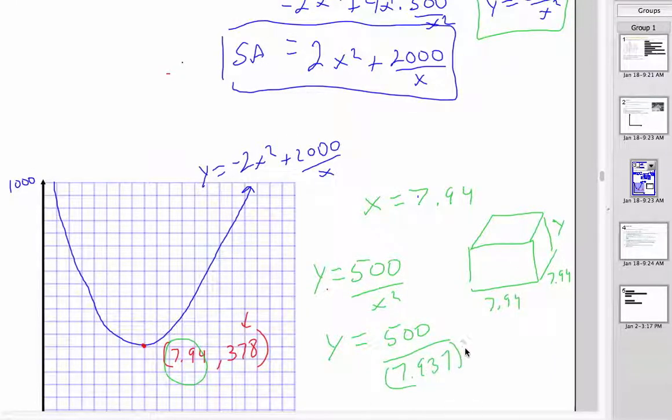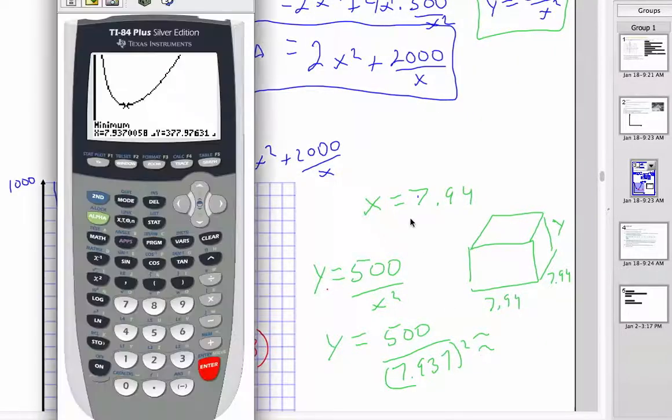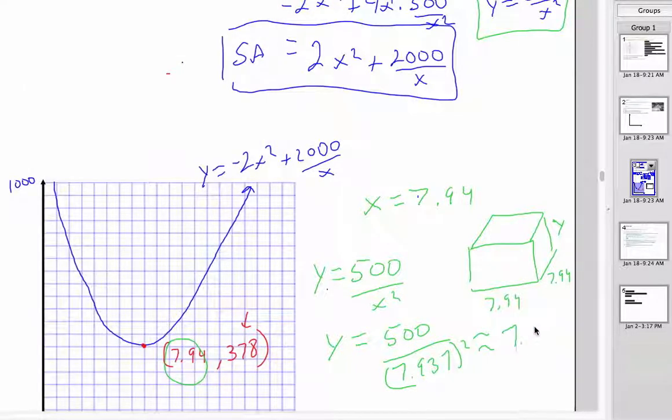So y equals 500 divided by 7.937 squared, and let's do that on the calculator. 500 divided by 7.937 squared, and I get the same thing. That makes sense. So basically it has the minimum surface area when y is equal to x, so you have a cube rather than a cuboid. So y is also about 7.94.